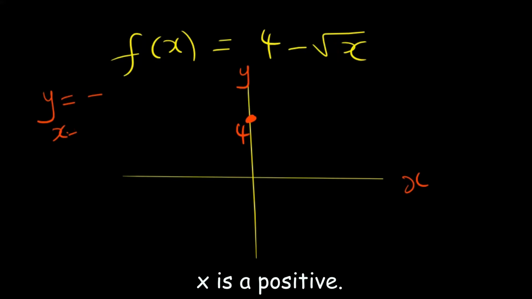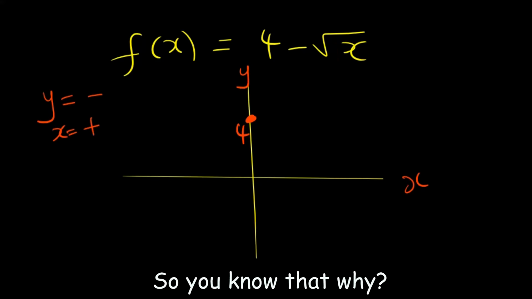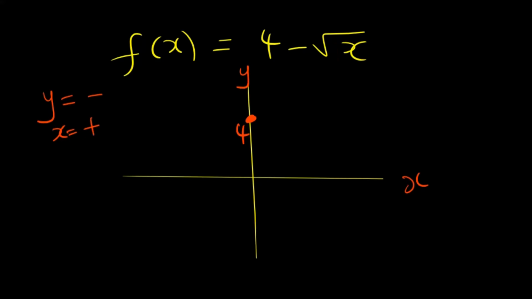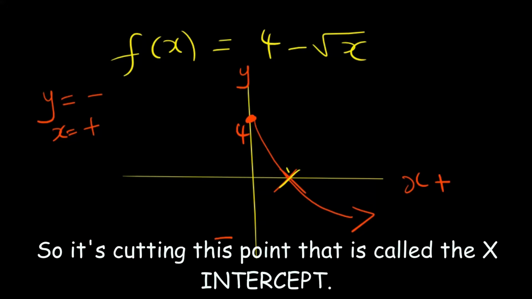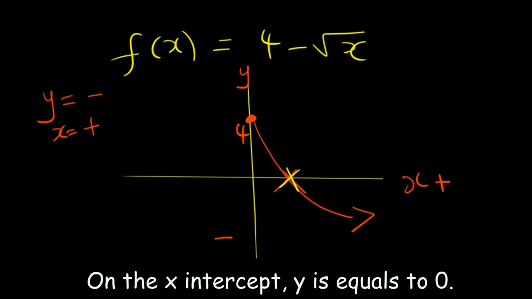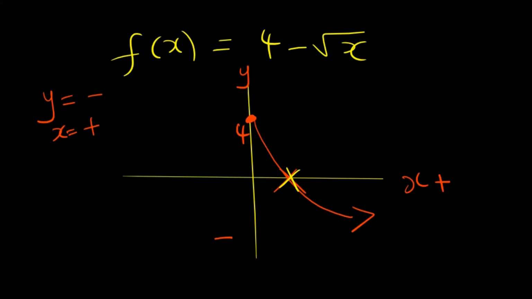x is positive. So you know that these are the negative values of y, these are the positive values of y. This one is going in this direction. Since it's going in that direction, you have to find where it's cutting that point. It's cutting this point, that is called the x-intercept. On the x-intercept, y is equal to 0. So you get the whole function.